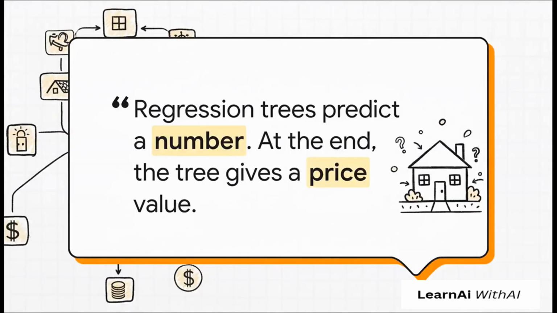And for regression, it's the same exact process, but you're chasing a number instead of a label. A regression tree for a house price might ask, is the house big? Or is the location good? And after following all the branches, instead of landing on a word like fit, you land on a specific number, like a price of $500,000.